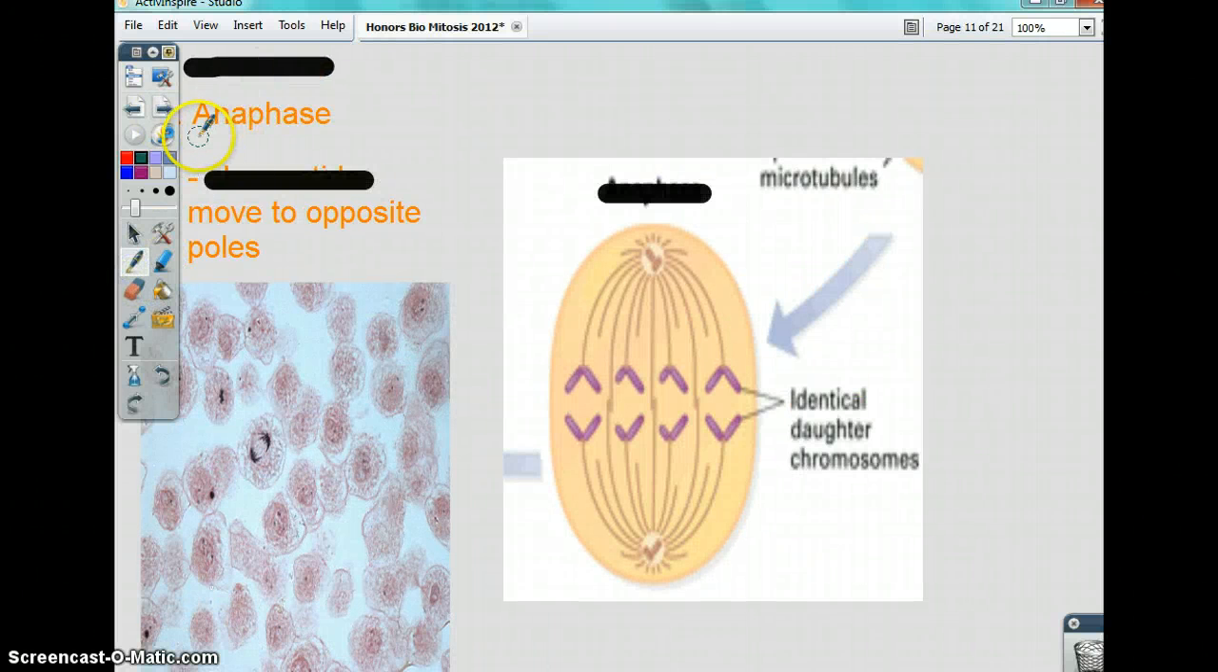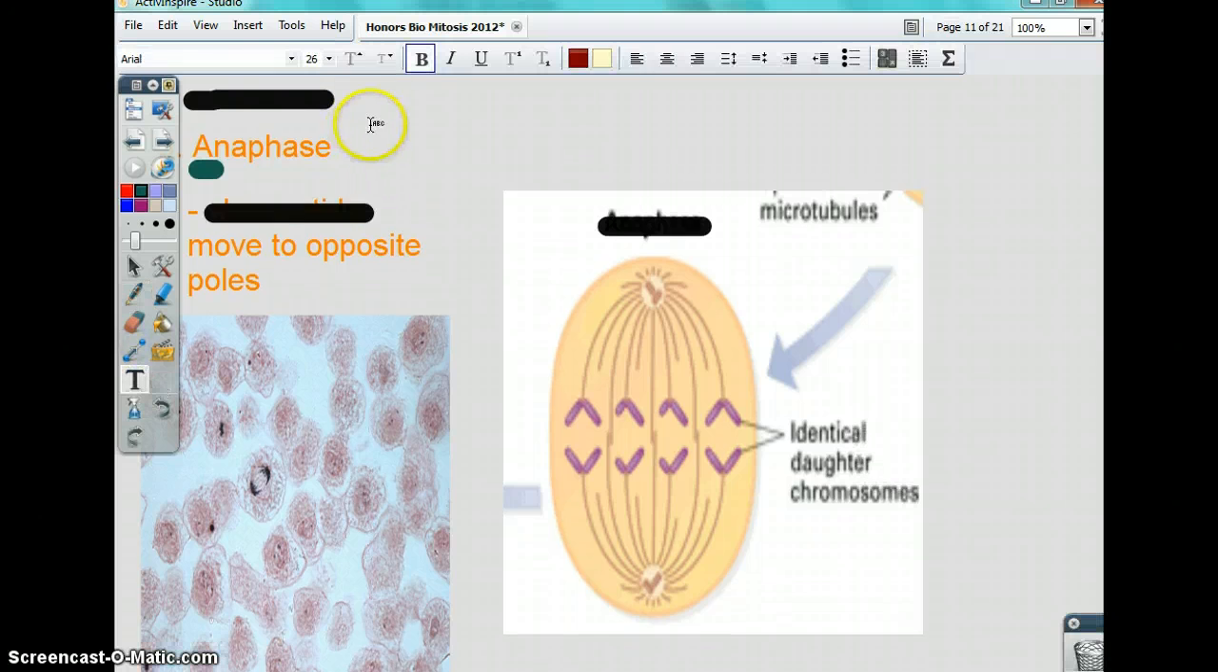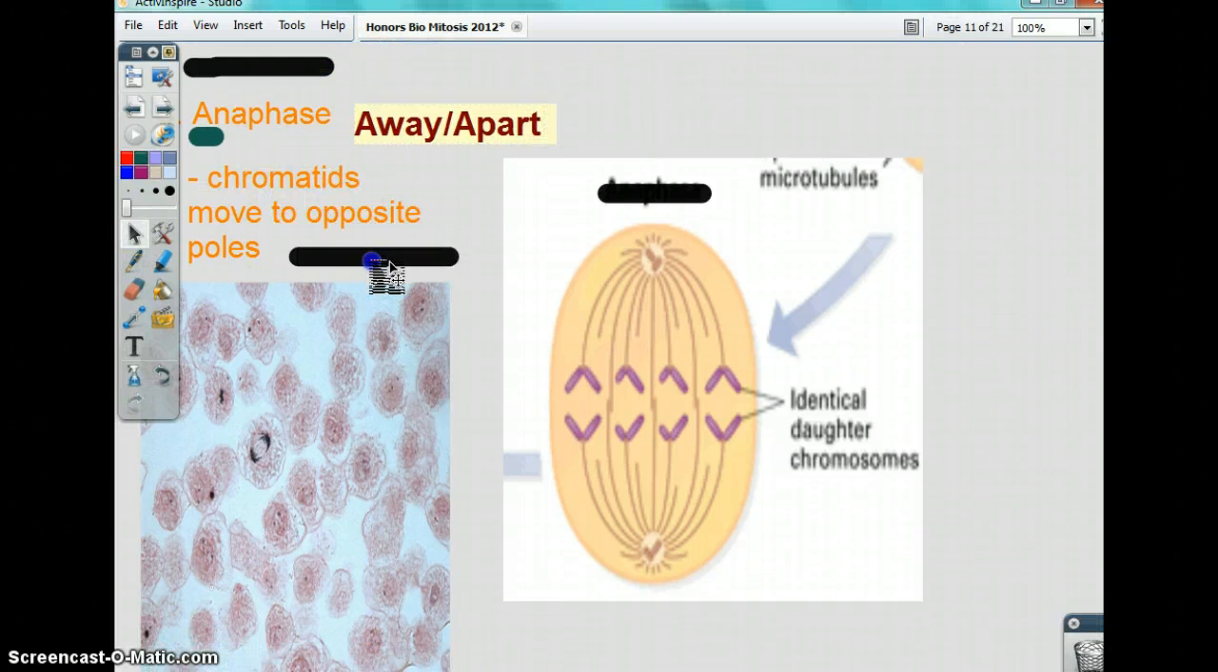Anaphase, think of the letter A for away or apart. Basically here, the chromosomes or chromatids move to opposite ends of the pole. This is a picture of anaphase in its initial state, and here's a better picture, anaphase probably in its final stage when they're fully apart.